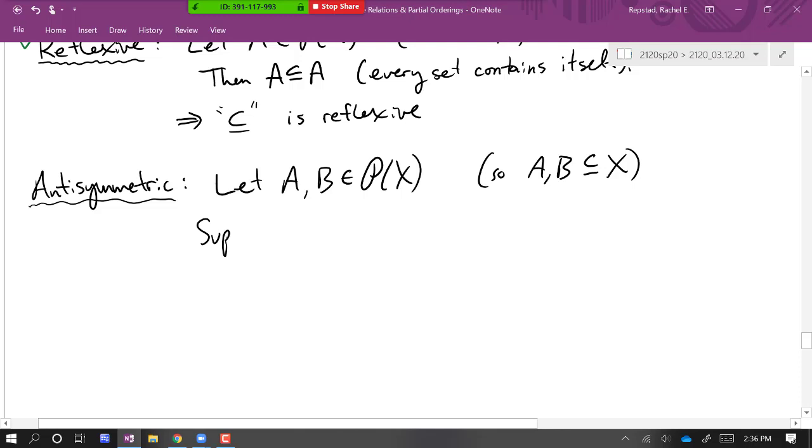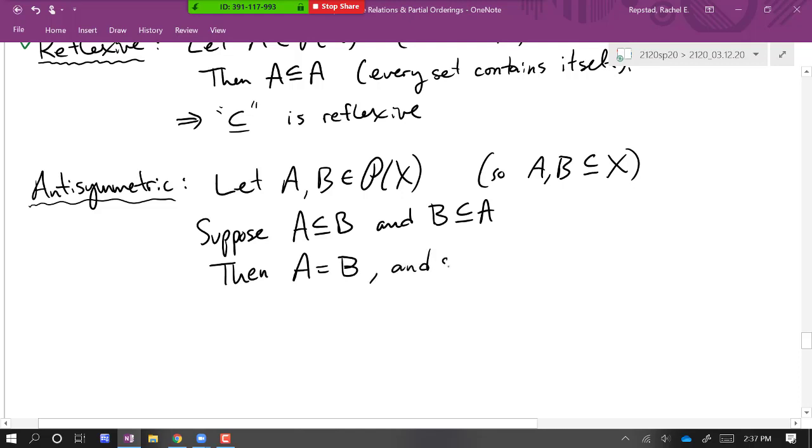So let's suppose A is related to B. Suppose A is a subset of B and B is a subset of A. What does that mean? We've used that all the time. In fact, that is the definition, basically, of two sets being the same. That's how we show two sets are equal: we show that each contains the other. And so that means that this relation is anti-symmetric.